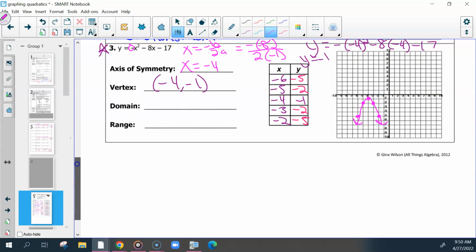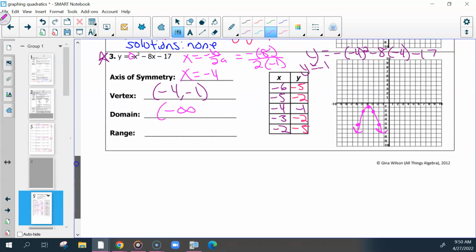Your domain for this would still be all your numbers. Wait, how do you know? It keeps going left and it keeps going right. It will always be all real numbers.